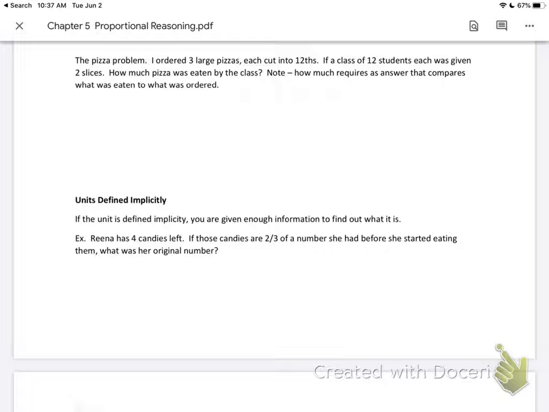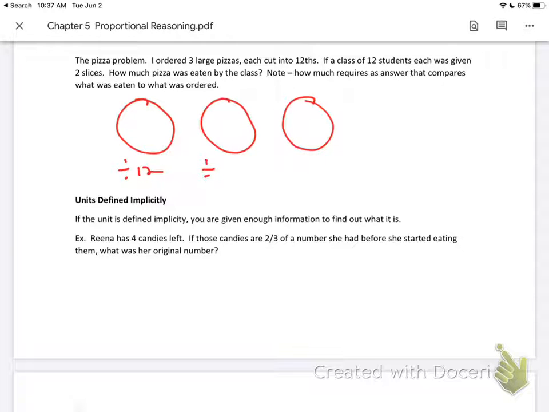Okay, the pizza problem. If I order 3 pizzas and I cut each into 12ths, so I have 3 pizzas as my whole, and I'm dividing each of these into 12s. In a class of 12 students, each was given 2 slices, so that means you had 12 and 12 more, or 12 times 2 is 24. So they have totally eaten these 2 pizzas.